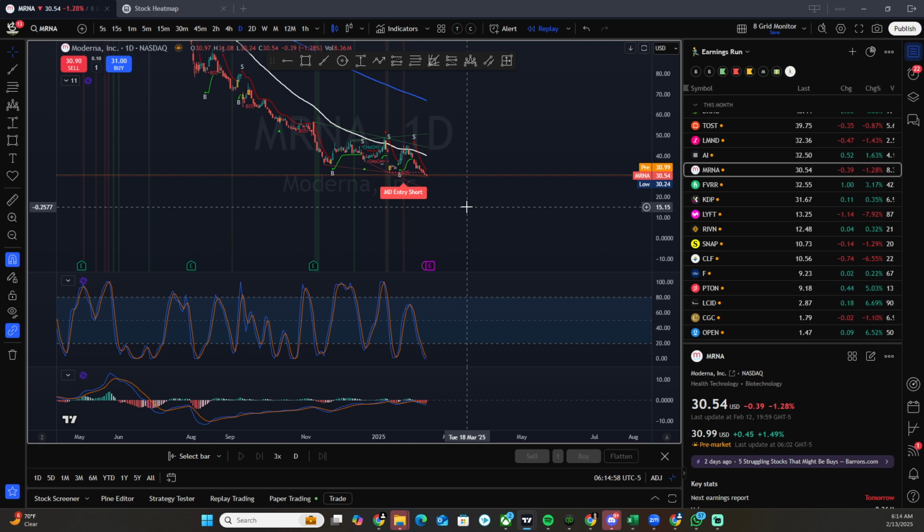Moderna to $40. What is this 50 EMA? Yeah, Moderna to $50. We got a solid continuation here until here. We're already up pre-market. Yeah, I could see that. That is a possibility. Moderna to $40. Let's put this on the red list and see what happens.